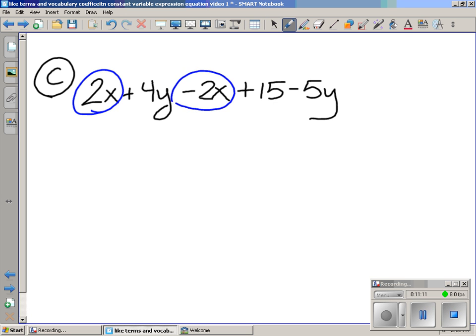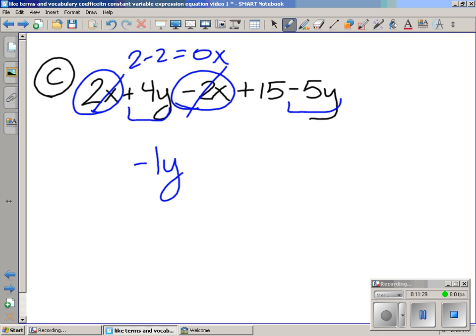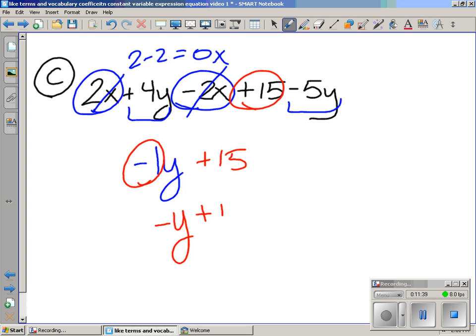2x and -2x are like terms. 2 minus 2 equals 0. Those are 0 pairs, so you're left with 0x. 0x, you don't even have to write it. There's nothing left. And then we can combine 4y and -5y because those are like terms. We get -1y. And then finally, the constant 15 is on its own. This coefficient of -1 can also be written as just negative, so -y. When it's a -1, you can also write it as a -y.